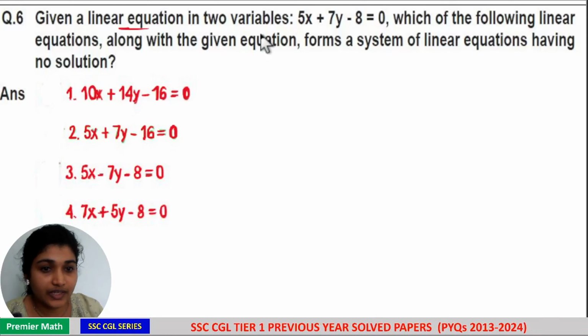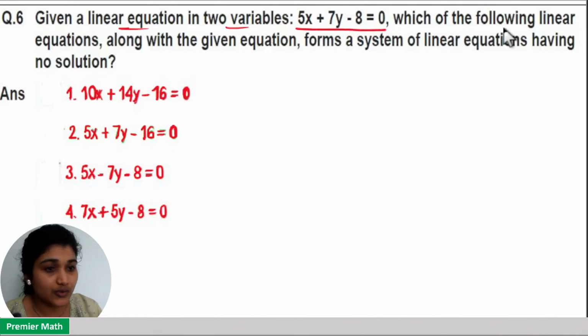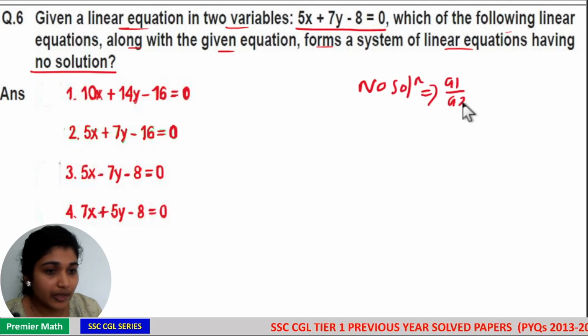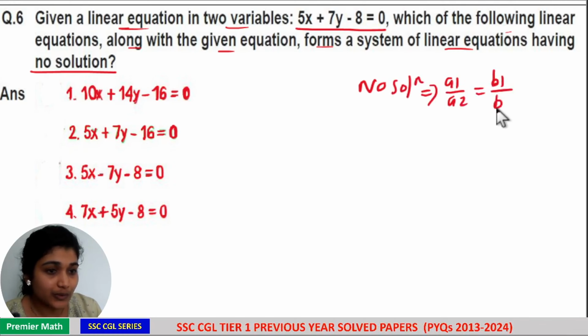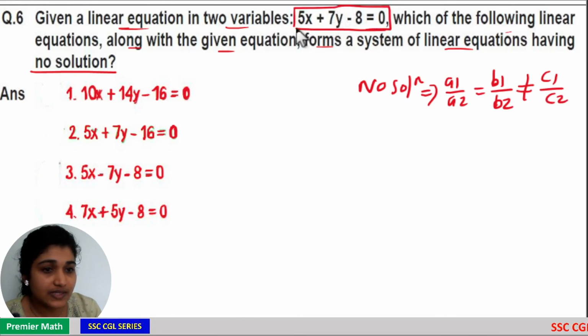Given a linear equation in two variables, 5x plus 7y minus 8 equal to 0, which of the following linear equations along with the given equation forms a system of linear equations having no solution? So, to have no solution, a1 by a2 should be equal to b1 by b2, and that should not be equal to c1 by c2, for any equations of the form ax plus by plus c equal to 0.